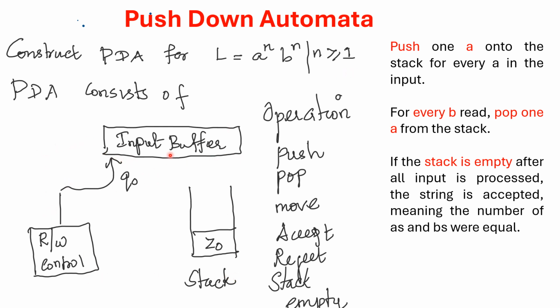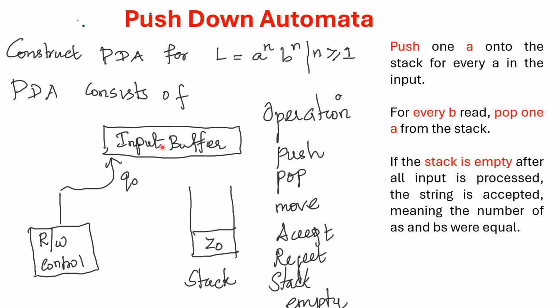We already have the input buffer, then the read and write controls. It starts from the initial state, and using the states we move from one state to another. We read the input from the input buffer, and using the stack we process it.